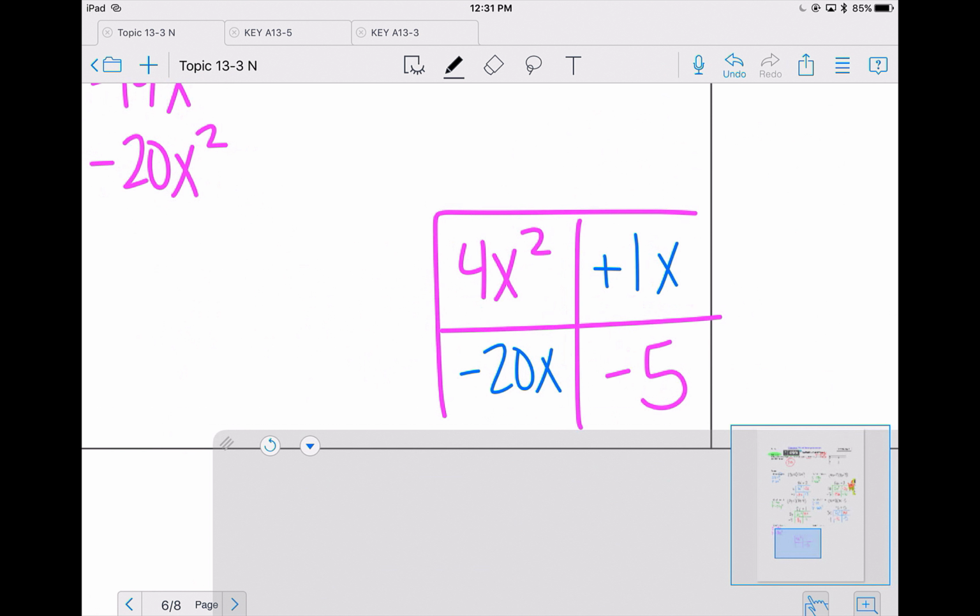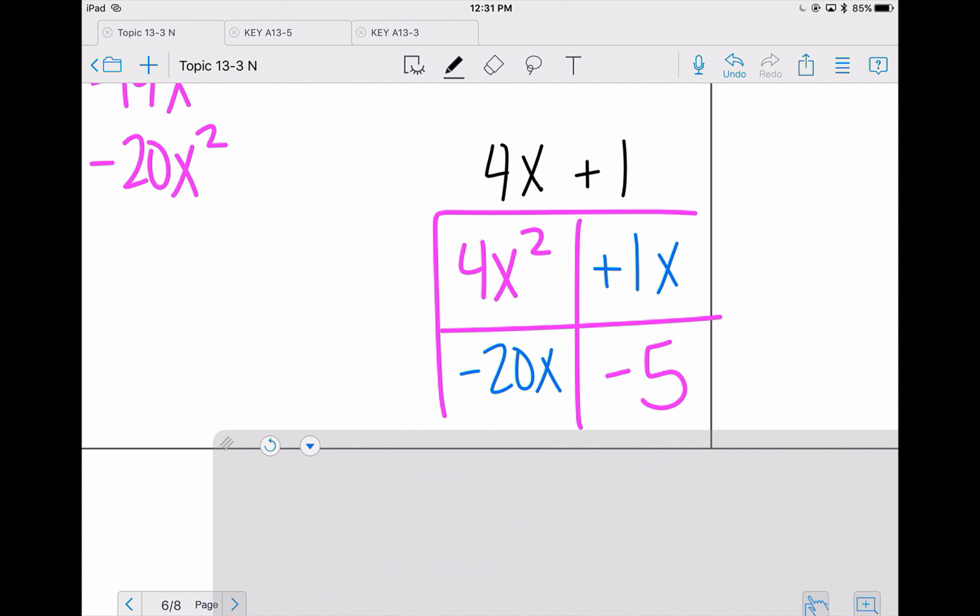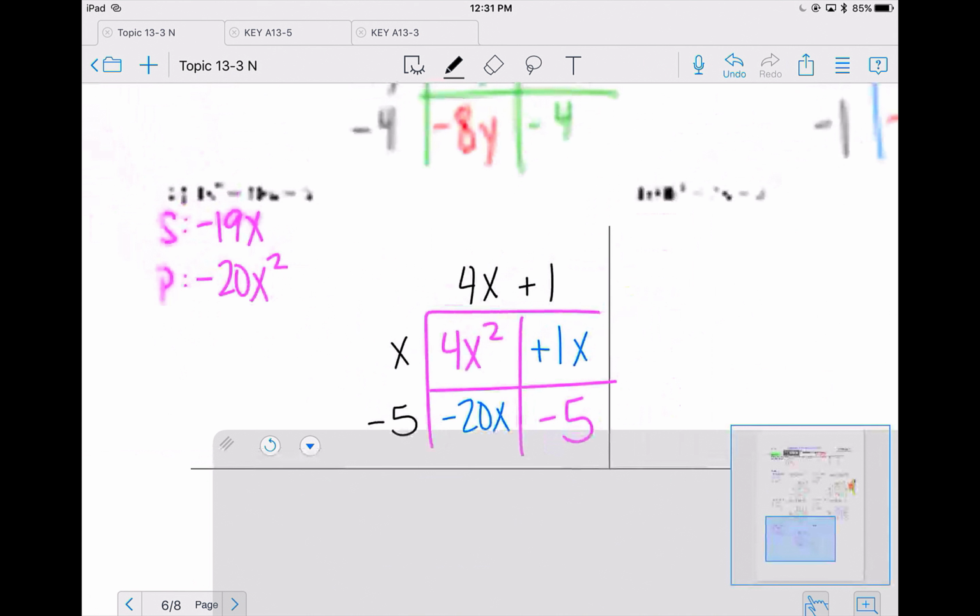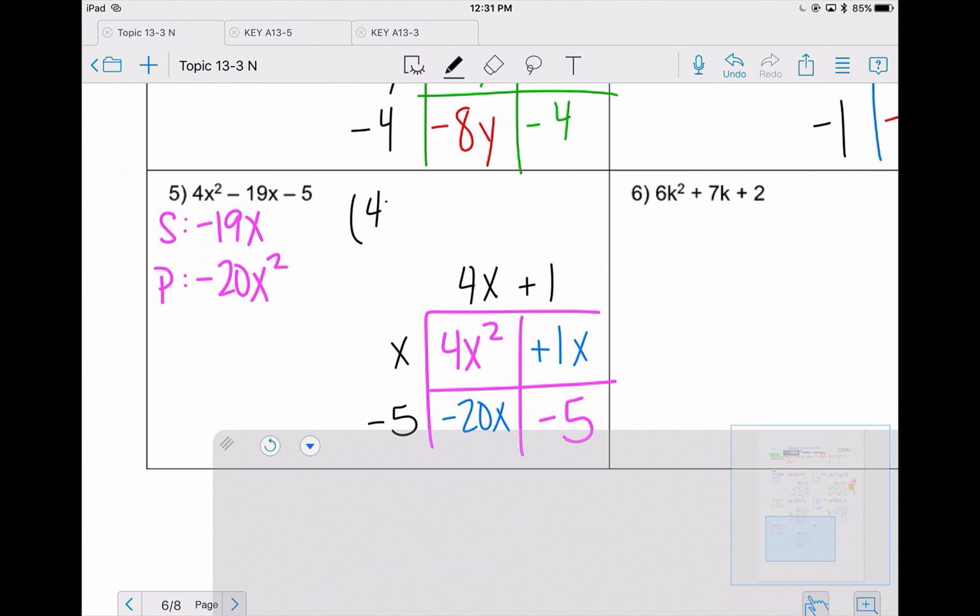I take out my GCF, so 4x squared and negative 20x share a 4 as well as an x. 1x and 5 do not share anything, so they share a 1 as a placeholder. 4x squared and x share an x. Negative 20x and negative 5 share a negative 5. So we have 4x plus 1 and x minus 5. In the quick check, 4x times x is 4x squared. 1 times negative 5 is negative 5.